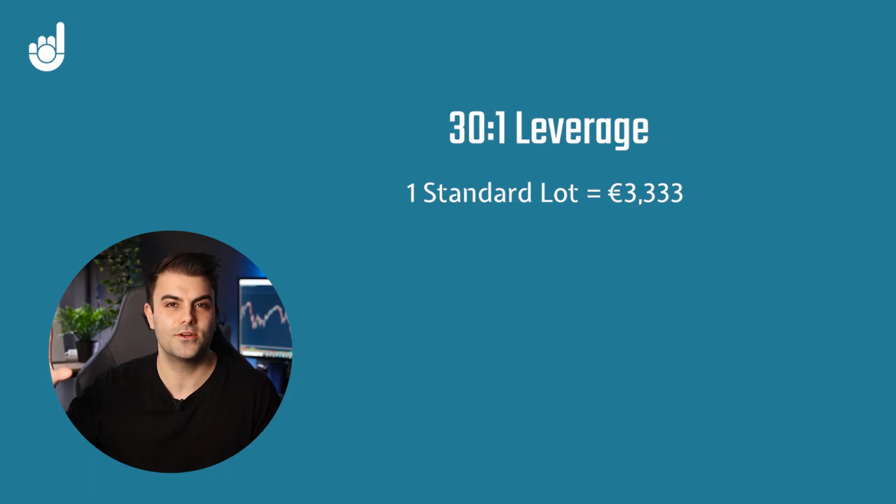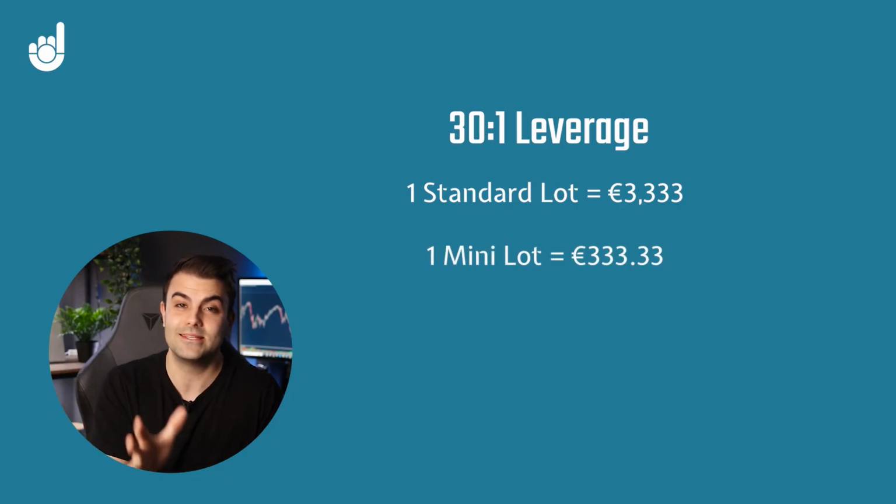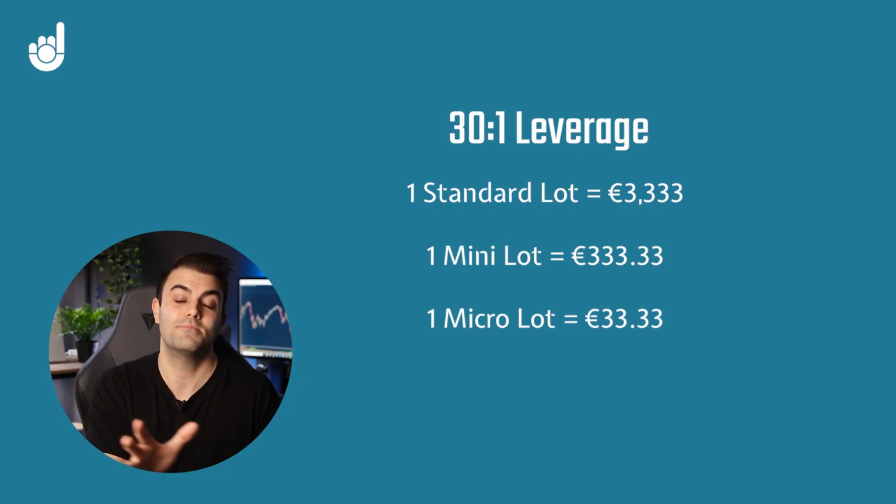So based on what we just discussed, you can probably already figure out what the deposit would be for a mini lot and a micro lot. What do you think? So based on the standard lot, a mini lot would be that divided by 10, and a micro lot would be that divided by 100.